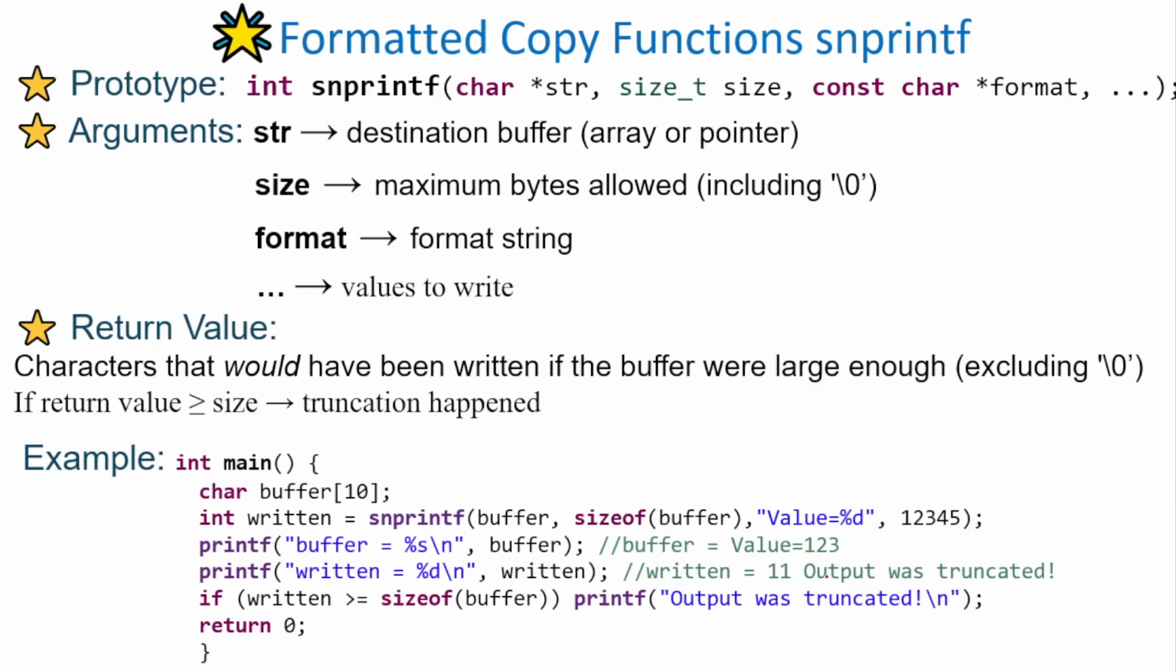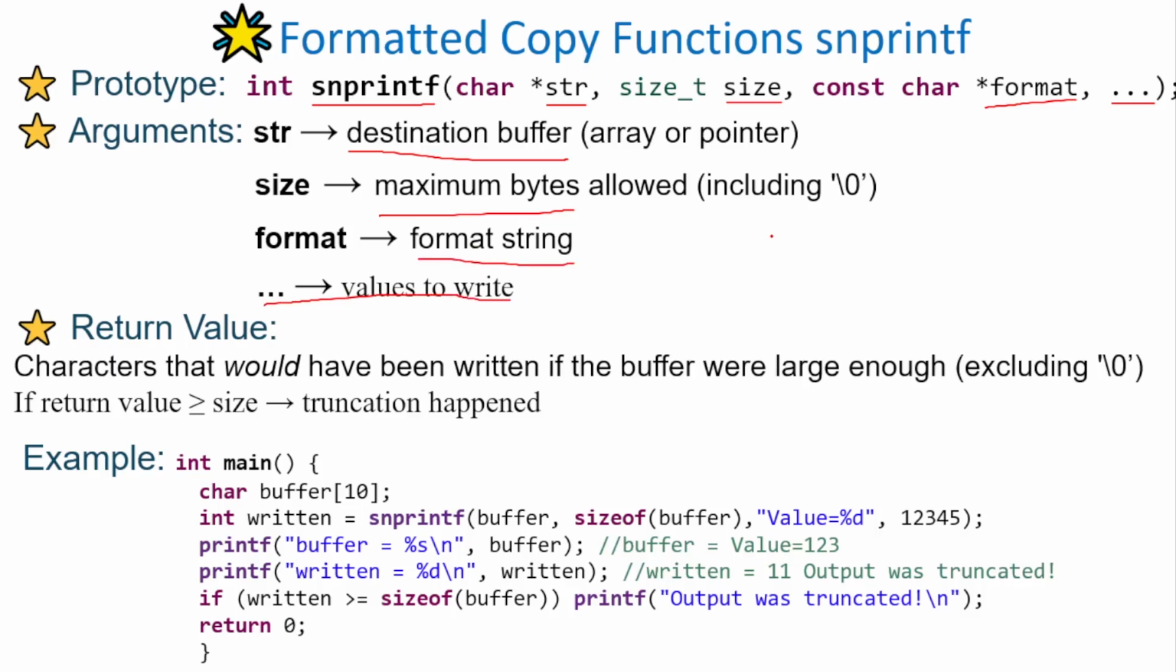Number 6, formatted copy function snprintf. snprintf is the safe alternative to sprintf. It prevents overflow by limiting how many bytes may be written, including the null terminator. Even if truncation occurs, the buffer remains properly null terminated, making snprintf one of the safest string functions in C.